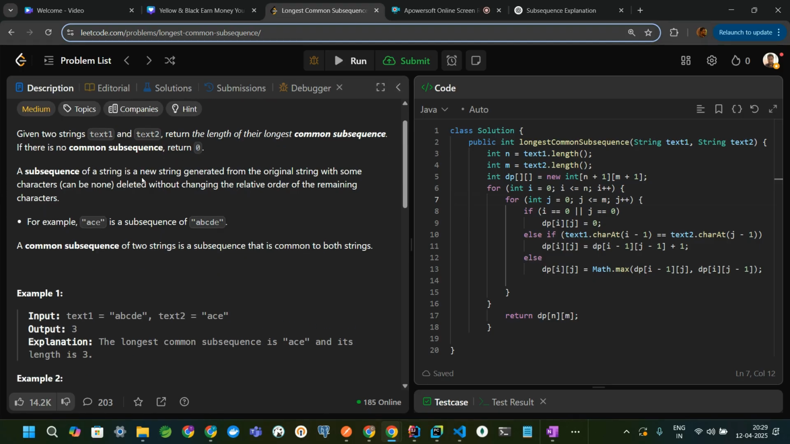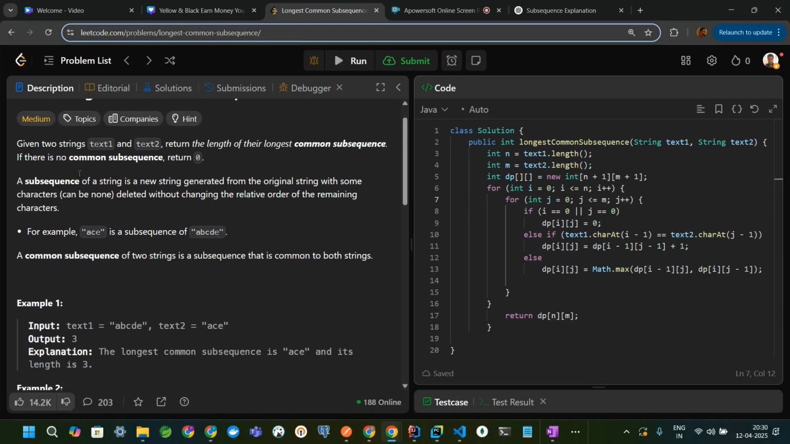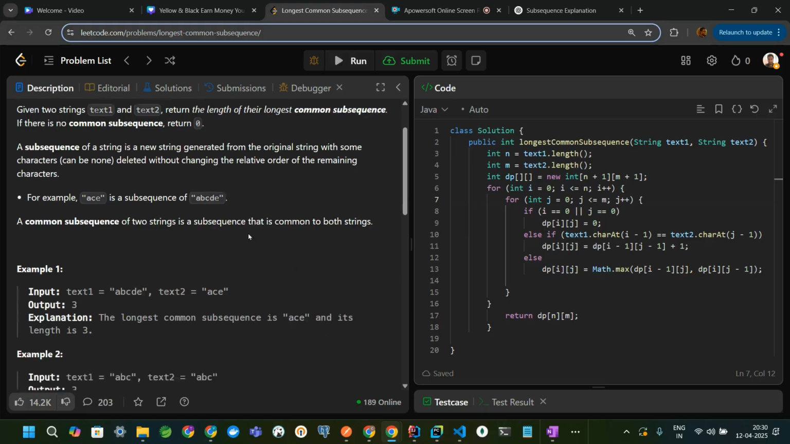A subsequence of a string is a new string generated from the original string with some characters, can be none, deleted without changing the relative order of the remaining characters. For example, ACE is a subsequence of ABCDE. So the subsequence is nothing but we should follow left to right, it should follow that relative order, and you can delete any elements in between.